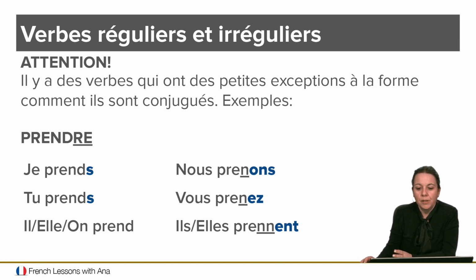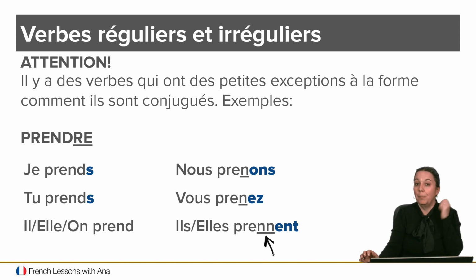But then if you look at the nous, it would make sense, right, to have that D there and say nous prendons, because that's what the rule establishes. For some reason, the D gets lost. It disappears. So it becomes a little irregular. It's not following the rule exactly as it should. So it becomes prenons, okay? And then the same thing for vous, prenez. And then for ils and elles plural, it gets even more interesting. Not only did the D disappear, we actually double the N.